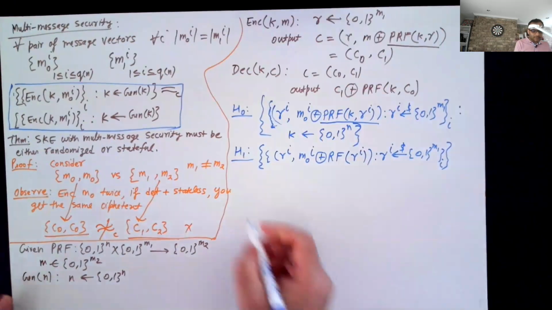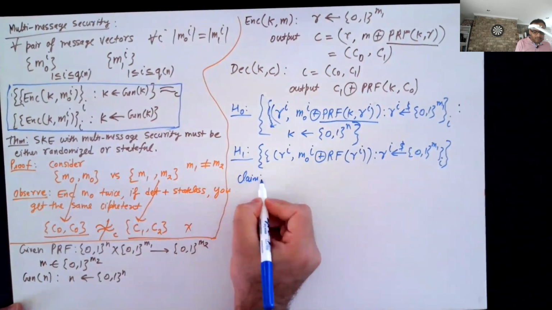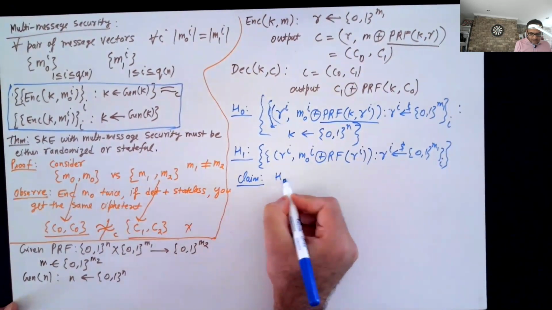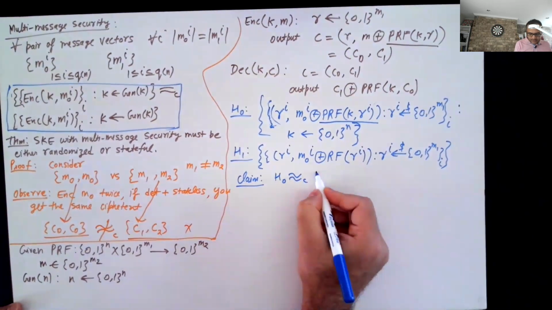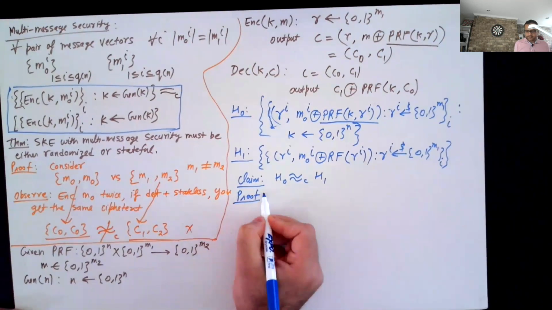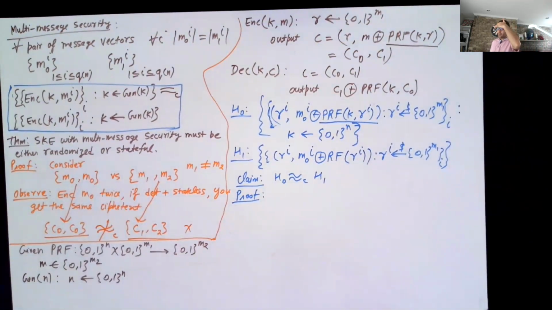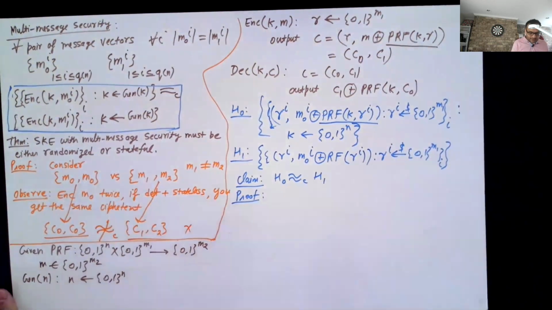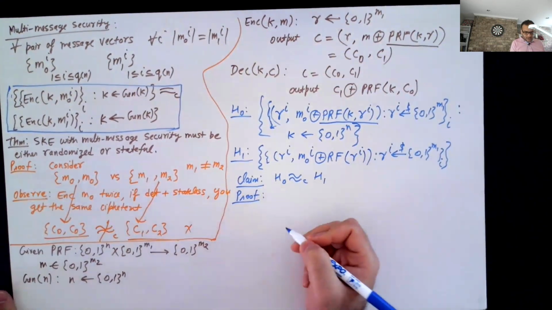And now our claim is that these two distributions are computationally indistinguishable. The proof essentially follows from the definition of PRF and the fact that PRFs and RFs cannot be distinguished. So suppose, again, let's do it in a little more detail by contradiction.